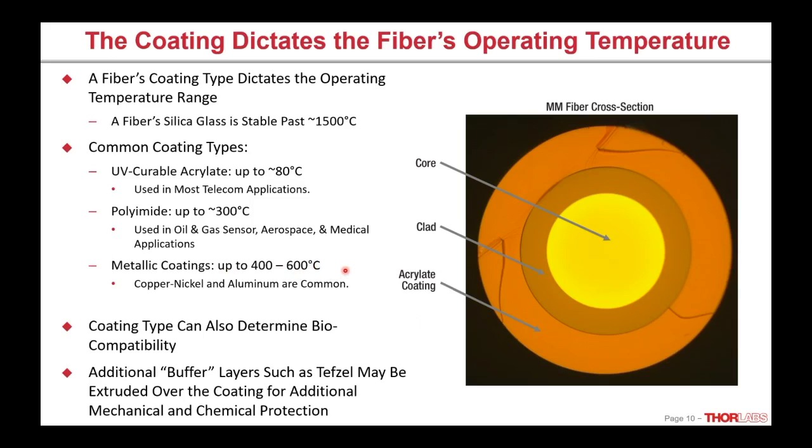I already mentioned it a little, but the coating can also determine the biocompatibility of the fiber, or the chemical resistance. And then also commonly, and not shown in my cross section here, sometimes we'll extrude more layers on the fiber, what we call buffer layers, like Tefzel, Teflon, things like that, which function as additional mechanical protection, additional chemical protection, and things like that.